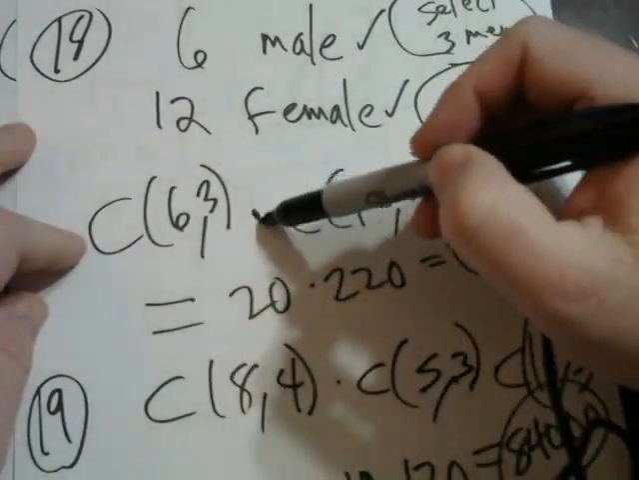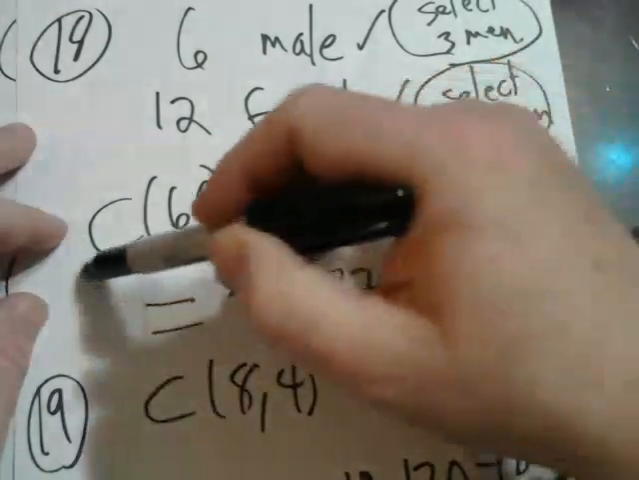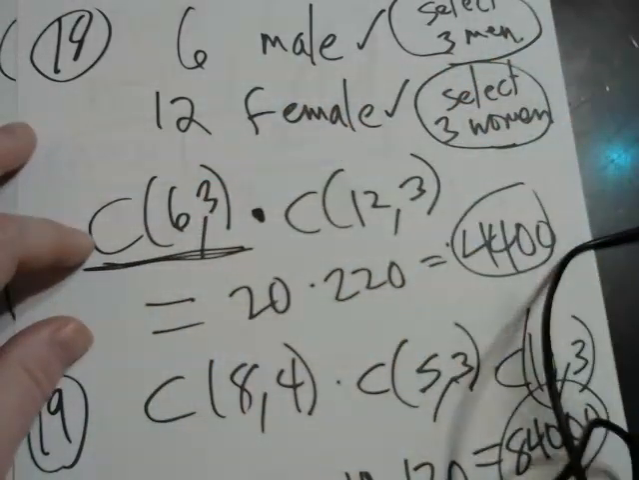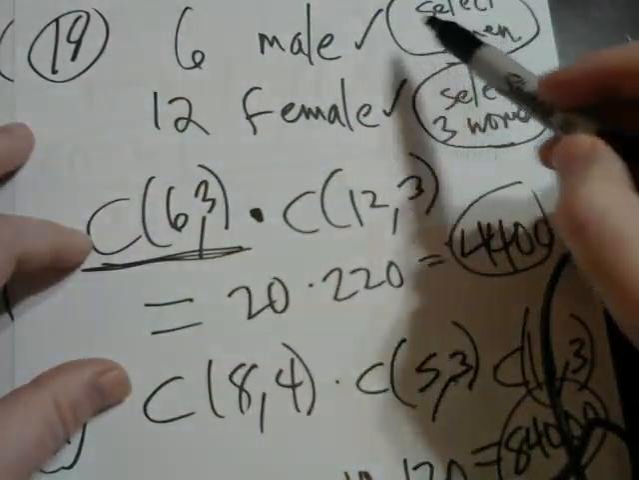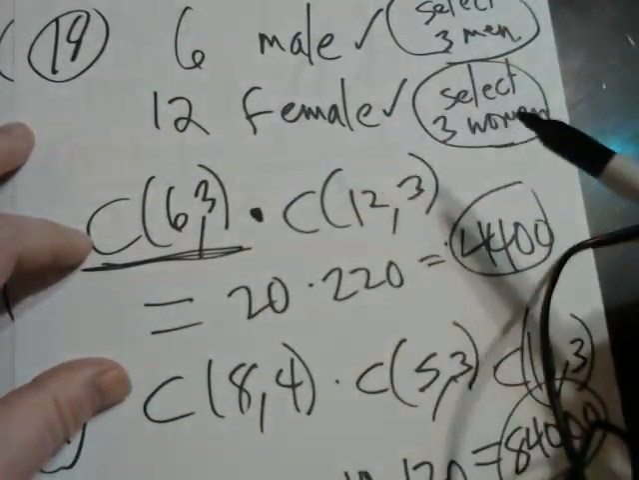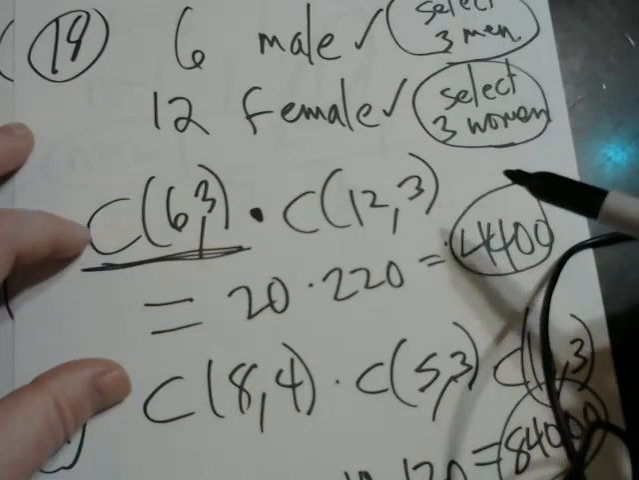Well, just break the problem up into 2 parts. 6 choose 3 combinations is the number of ways to select the men because you have 6 total and you're selecting 3 of them. But because they're all going on a committee, they all have the same job. So the order of selection does not matter.